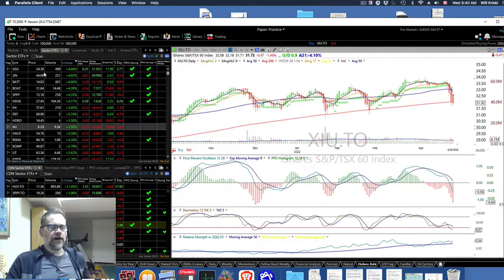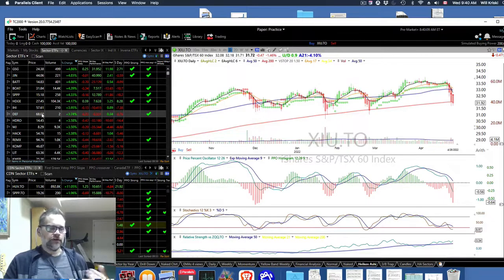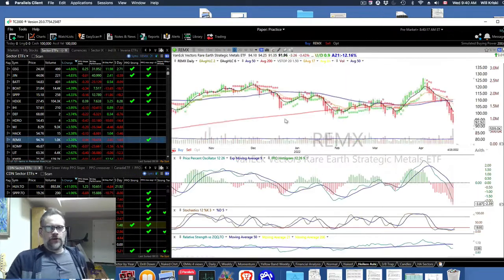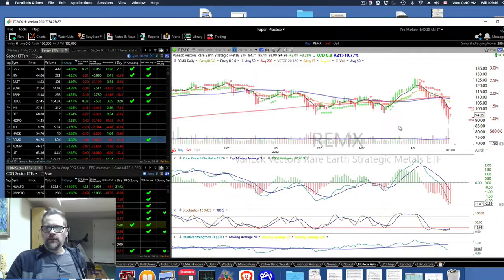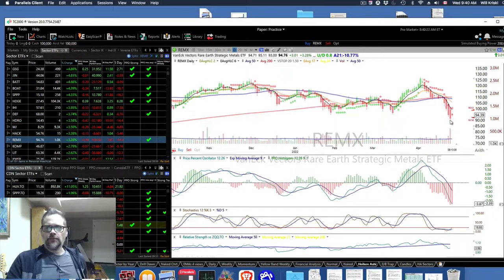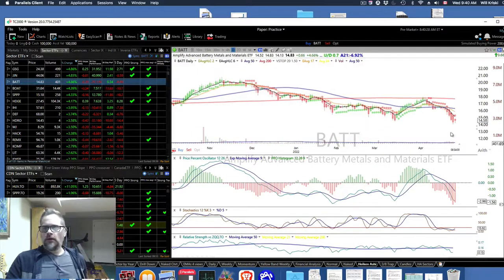So I've got a bunch of sectors that I've put into my own watch list that are different sectors of the market. Instead of buying the overall market or buying stocks, you can get various sectors. So for example, rare earth, strategic metals. Right now you might have some people buying dips, looking for lows, but none of this stuff looks very good.